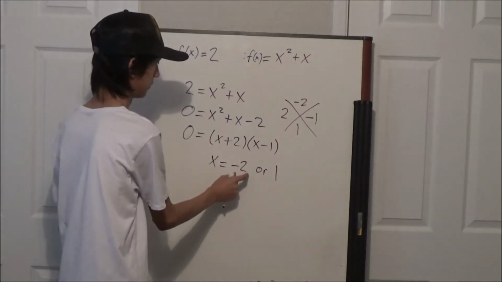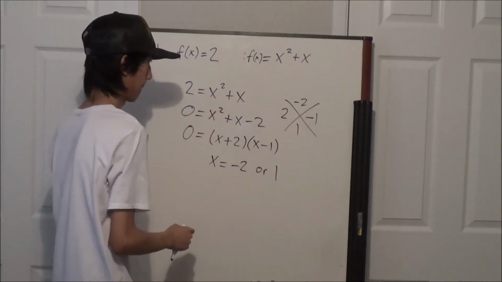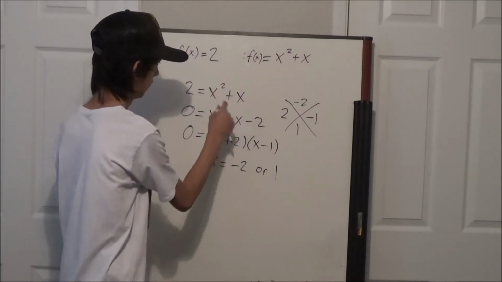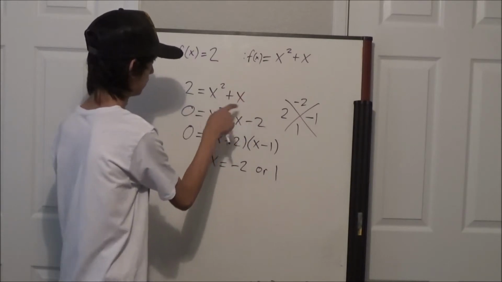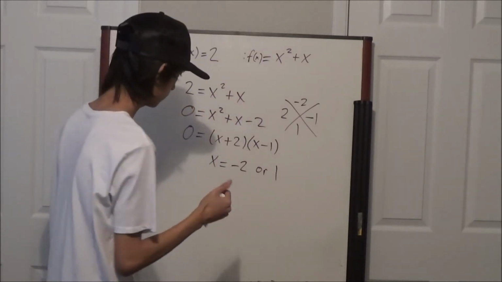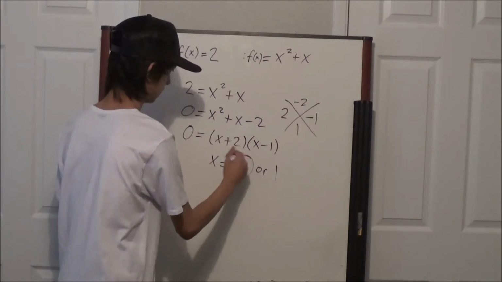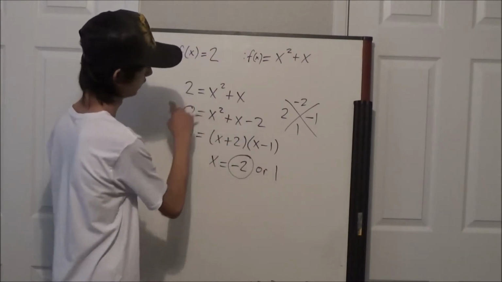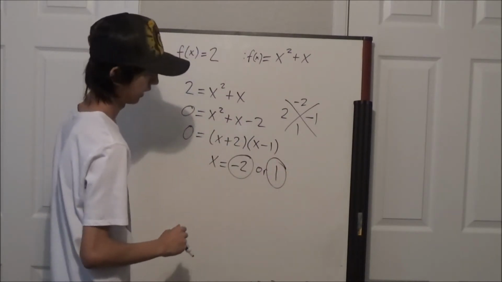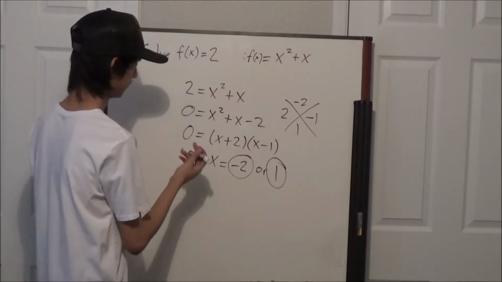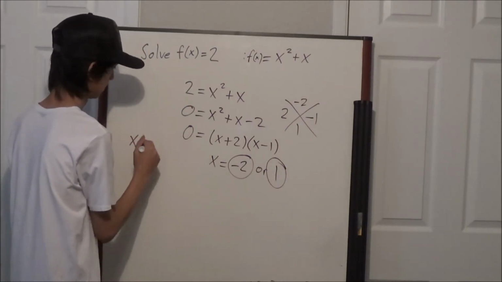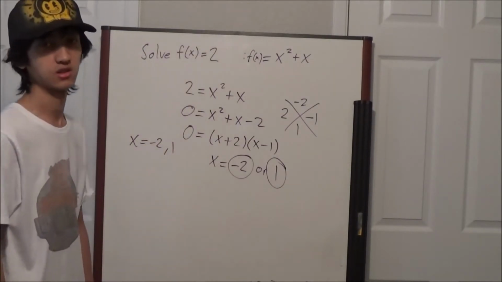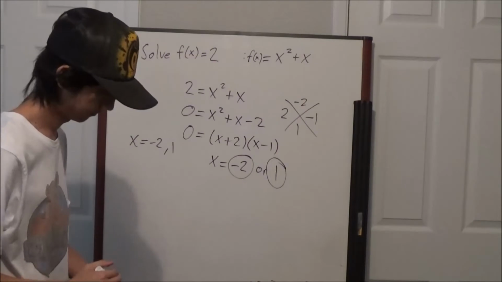If I plug in negative 2 here, negative 2 squared is 4. 4 minus 2 is equal to 2, so that is correct. Let's plug in 1. 1 squared is 1 plus 1 is equal to 2, so that also works. So we can say that x is equal to negative 2 and 1. So this does have two solutions. Okay?